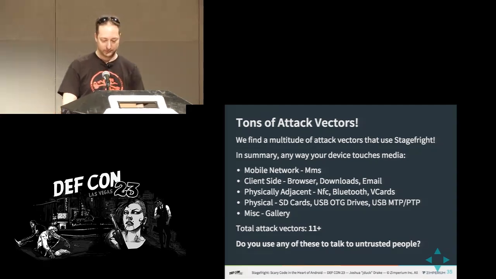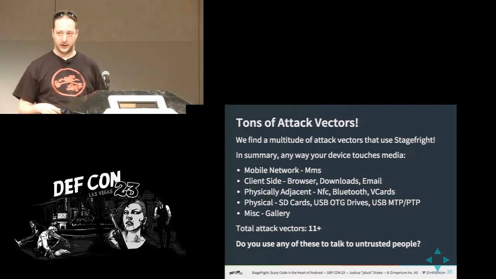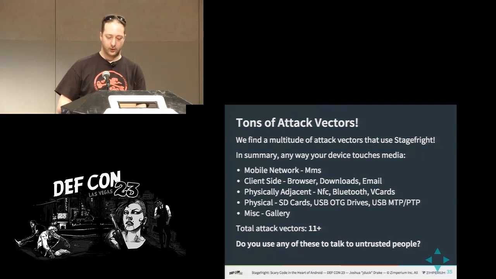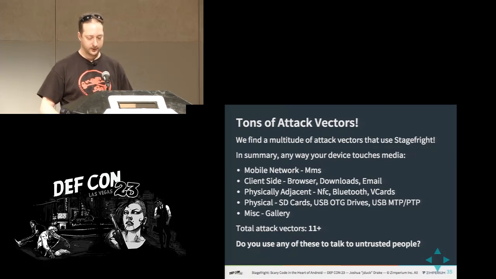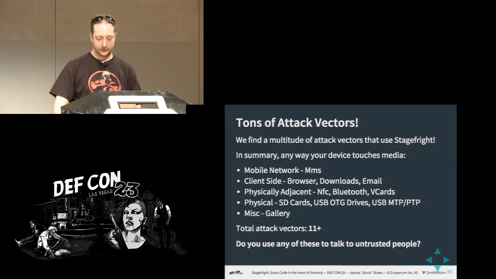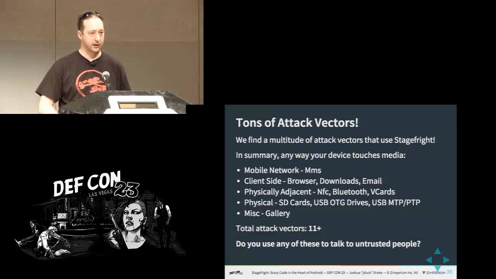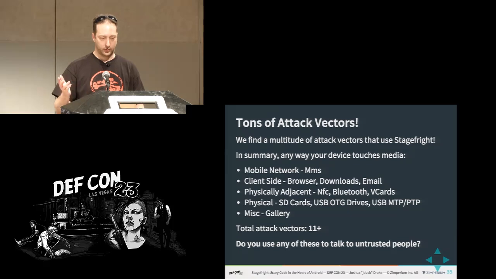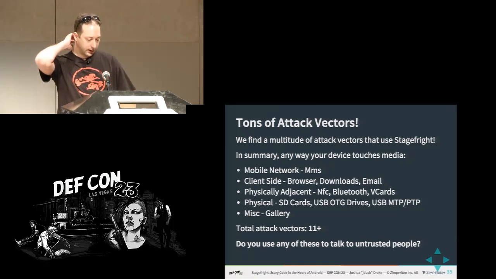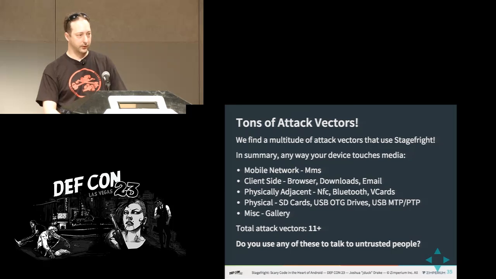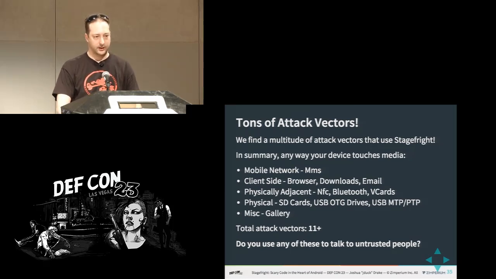Okay, so physically adjacent, that's stuff like, we're all in the same room together, or in the case of NFC, you're a little bit closer. But these are also attack vectors. If you have an SD card slot on your device, somebody could insert an SD card in your device and potentially compromise it. Or an OTG drive, if your device supports that special USB mode. And then there's the MTP PTP mode. This has been the default mode on Android devices, including Nexus devices, since 4.0.